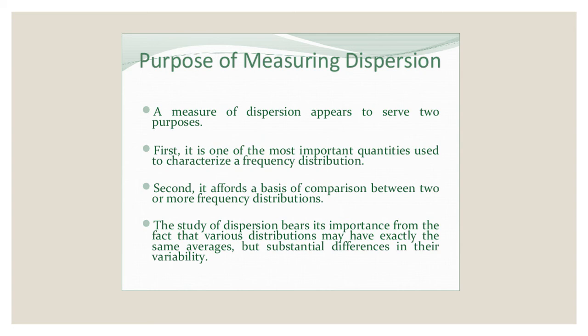Okay. The purpose of measuring dispersion. A measure of dispersion appears to serve two purposes. First, it is one of the most important quantities used to characterize the frequency distribution. Second, it offers a basis of comparison between two or more frequency distributions. The study of dispersion gets its importance from the fact that various distributions may have exactly the same averages but substantial differences in their spread.